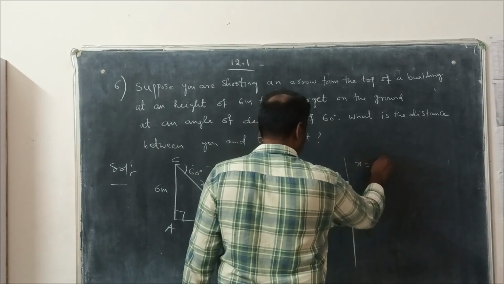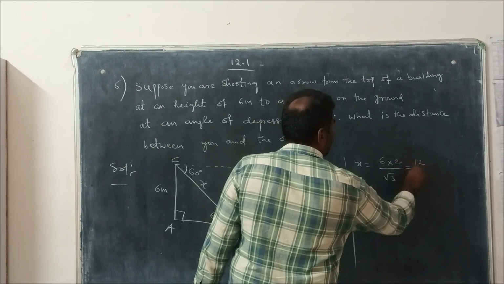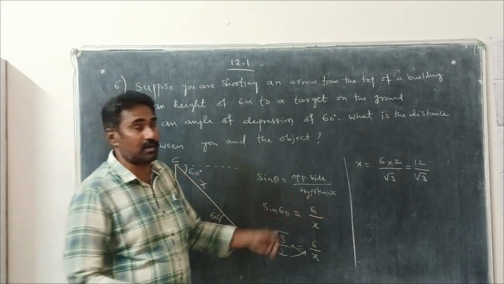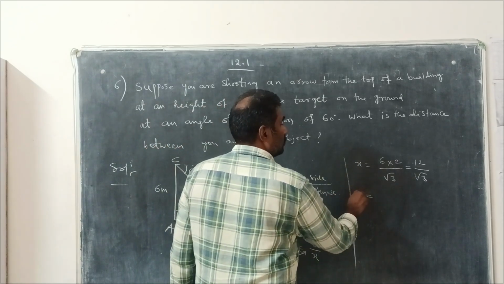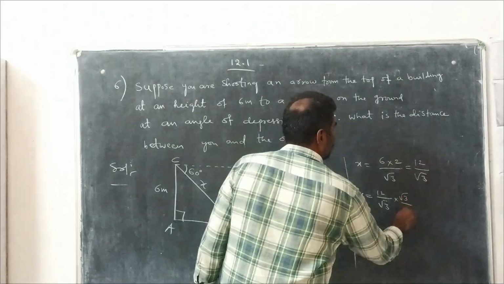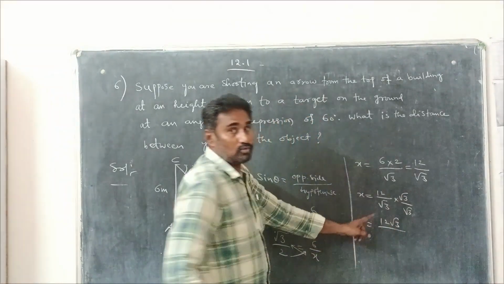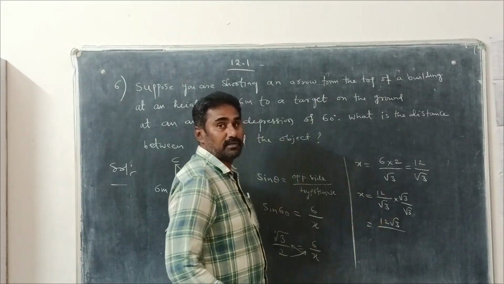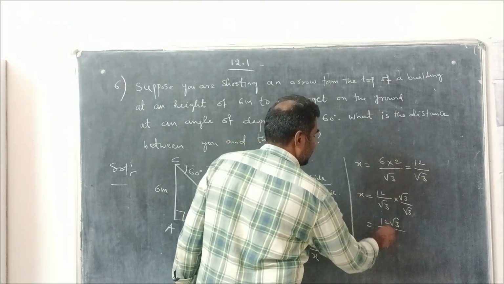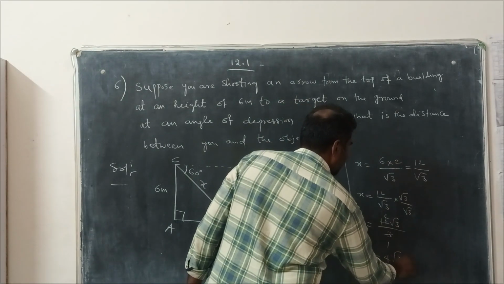You will get x is equal to 6 into 2 by √3, that is equal to 12 by √3. So √3 is irrational in the denominator, so you have to rationalize it. So 12 by √3, you have to multiply and divide by √3 only. So now it becomes 12√3 by √3 into √3. Root multiplied by root means the root will be cancelled. So it is 3. So 3 fours are 12, 3 4. Now the answer is 4√3 meters.